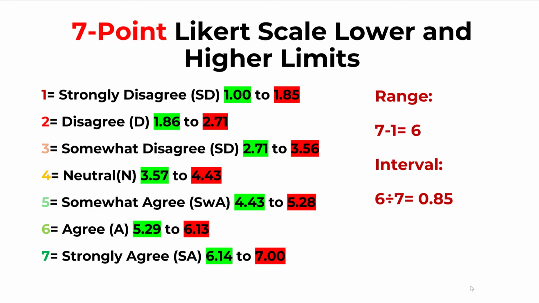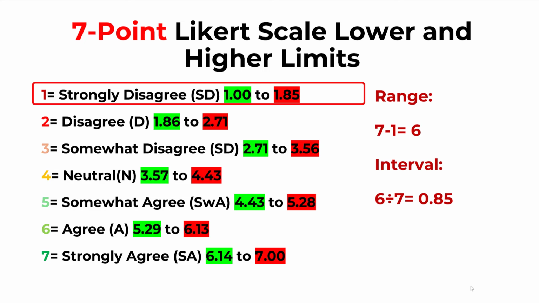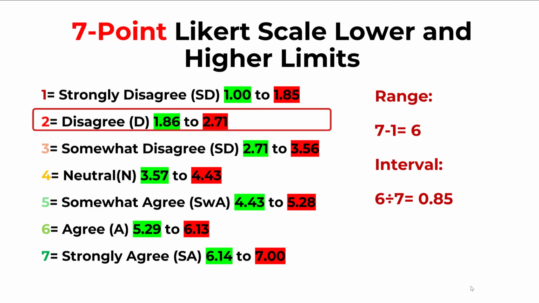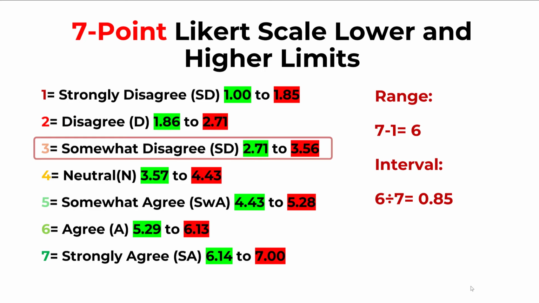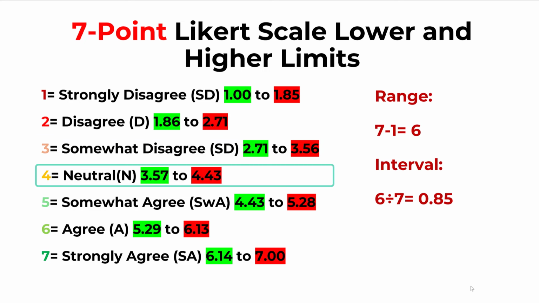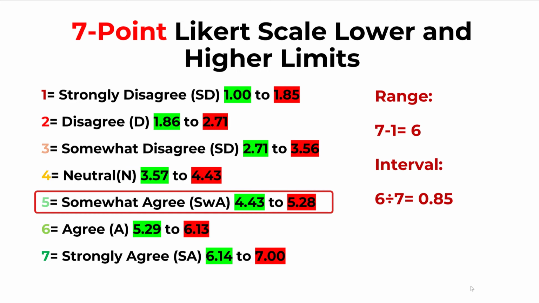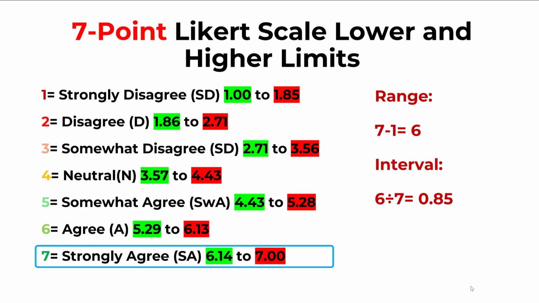And the ranges of the 7-point Likert scale are as follows: from 1 to 1.85, this corresponds to strongly disagree. From 1.86 to 2.71, this corresponds to disagree. From 2.71 to 3.56, this corresponds to somewhat disagree. And from 3.57 to 4.42, this corresponds to neutral. For somewhat agree, the range is from 4.43 to 5.28, and agree from 5.29 to 6.13, and finally strongly agree has a range of 6.14 to 7.